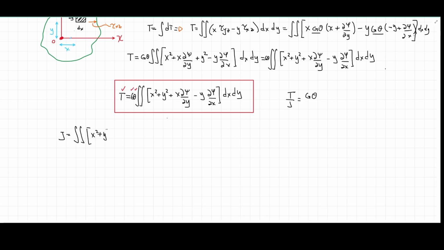And let's give it a name. Y minus Y dx dx dy. So it happens that J is called torsional, sorry, it's not with C, torsional constant.